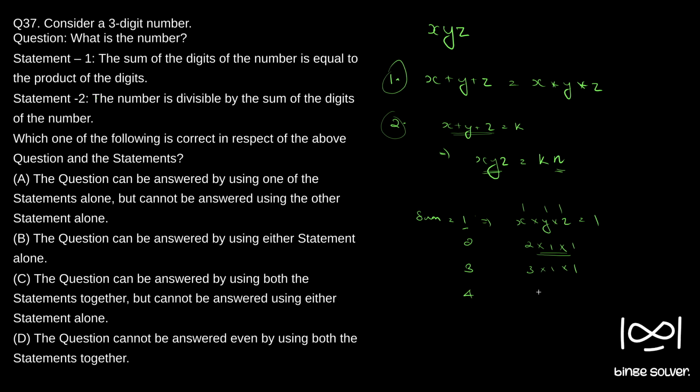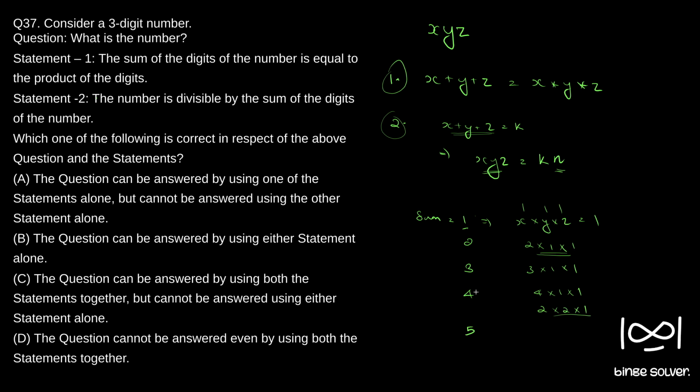So product is equal to 4. In that case, we will have 4 into 1 into 1 as one option. That again, sum will be 6, so that is not there. So 2 into 2 into 1, so again sum will be 5. That is also not possible. So even 4 is not acceptable.